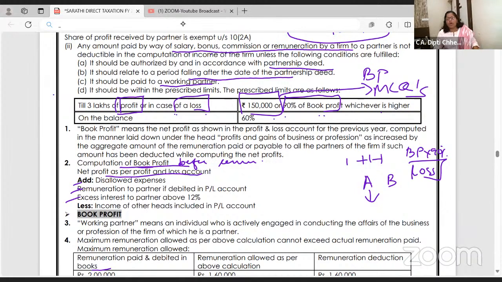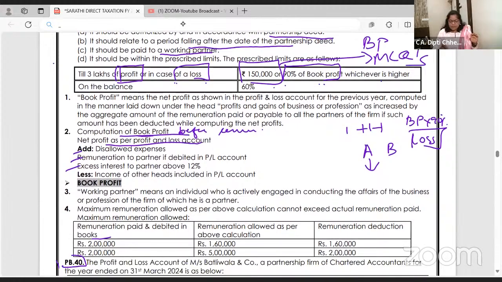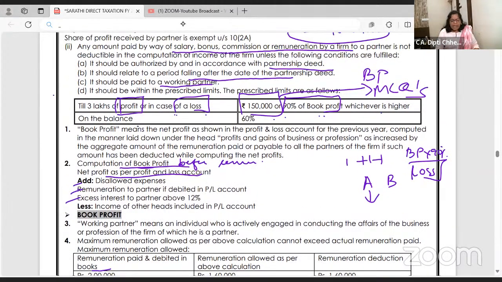This is very important for MCQs. Up to 3 lakhs of the book profit, or in case of loss, 1,50,000 or 90% of the book profit, whichever is higher. On the balance, 60%. Okay?